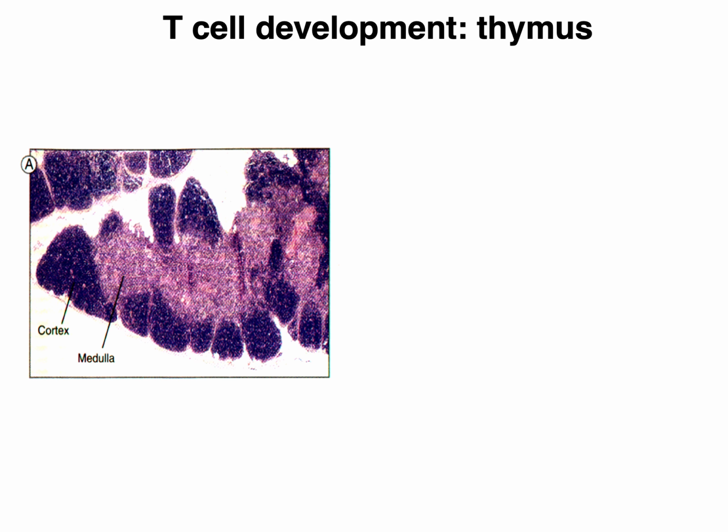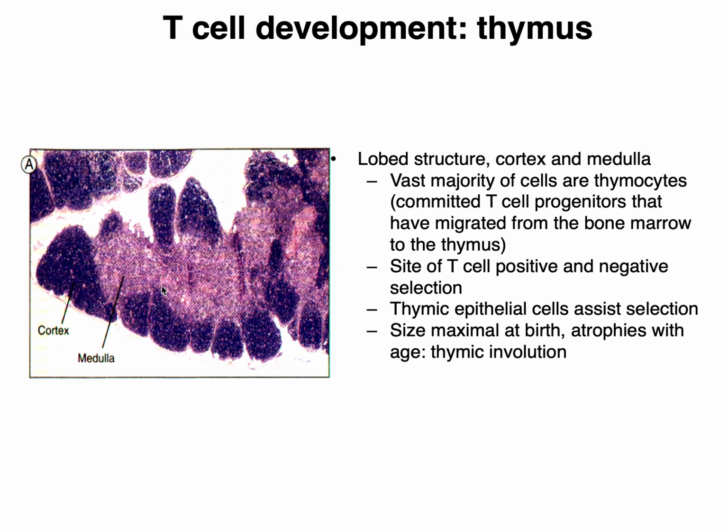A few notes about T cell development. T cell development occurs in the thymus. The thymus is composed of a cortex and a medulla. It is a lobed structure. The vast majority of cells within the thymus are called thymocytes. These are committed T cell progenitors that have migrated from the bone marrow to the thymus. And this is where T cells undergo this process of positive and negative selection. This is assisted by thymic epithelial cells.